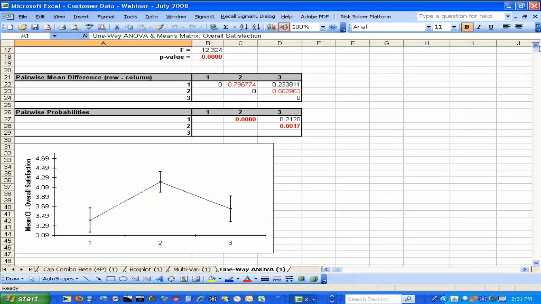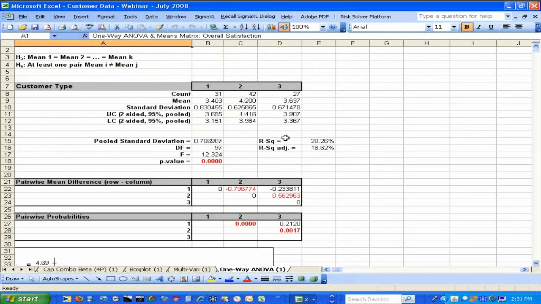That is also confirmed up here by this p-value. If the p is low, the null must go. Or in SigmaXL, if the p is red, you must reject. The null hypothesis is that all of the mean SAT scores are equal, and we reject that. So clearly they are not equal, they're different.